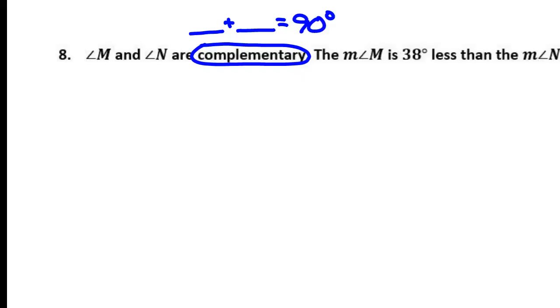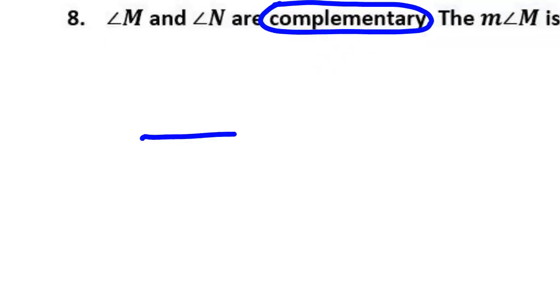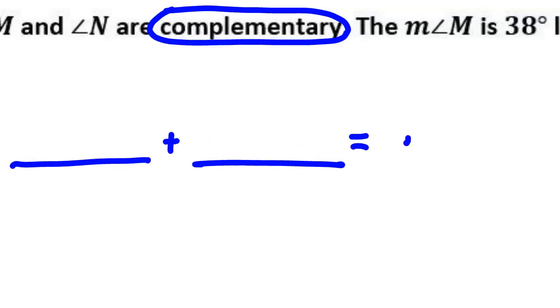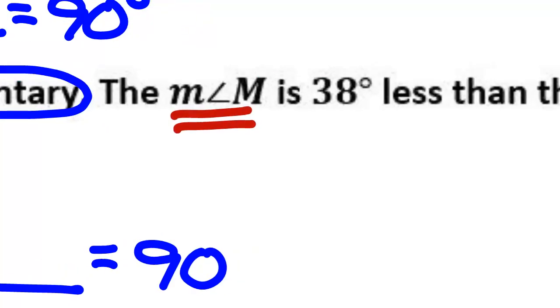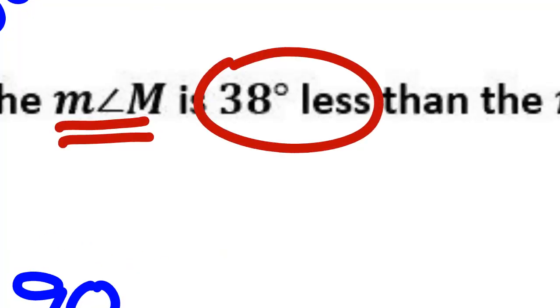All right, so when I see that two angles are complementary, the first thing I do is I put two blank lines like this with a plus sign in between, and I equal it to 90, so that I remember I need two different pieces added together here. Then it says the measure of angle M is 38 less than.